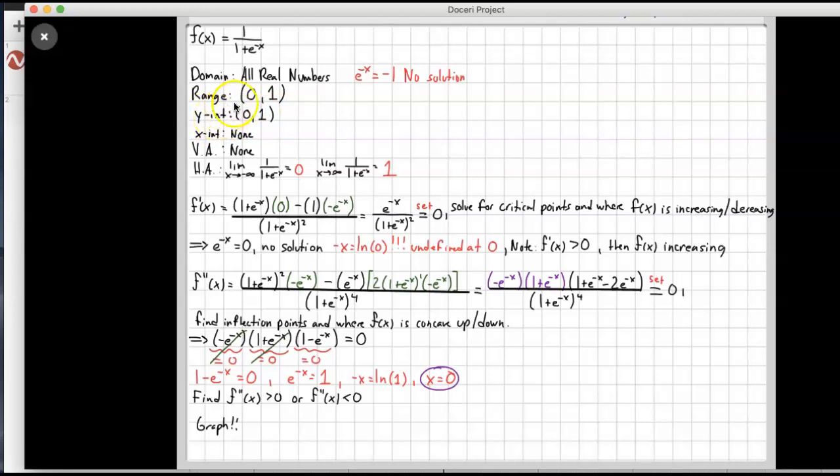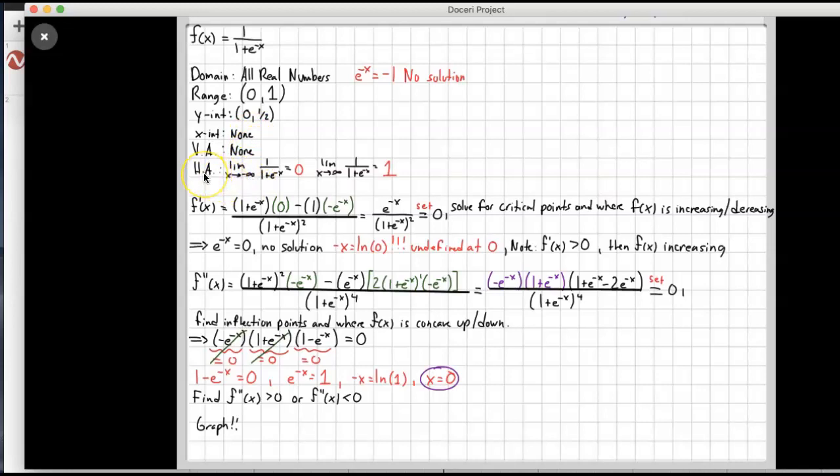For the y-intercept, x is equal to 0, so I can easily plug that in. I will get 1/2. As far as my x-intercepts, I won't have any, and I won't have any vertical asymptotes.